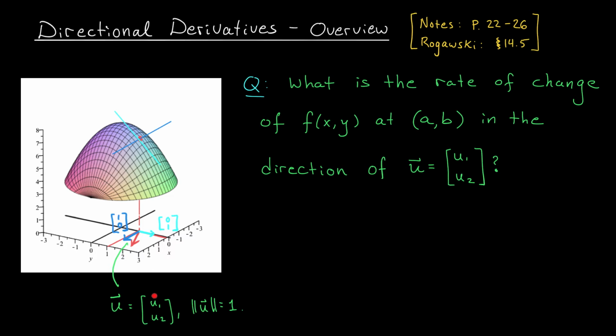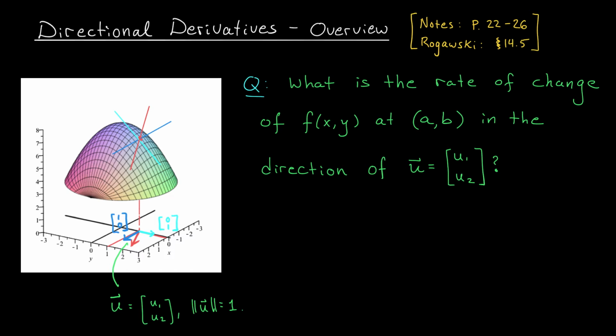u has components u1 and u2, and since we're only interested in the direction right now, the length of this vector doesn't really matter. We're going to assume that our vector has length 1. By asking for the rate of change of our function in the direction of this unit vector u, we're really asking for the slope of this tangent line here, the tangent line to our surface at (a, b), moving with the vector u. This gives us an entirely new rate of change, an entirely new derivative.